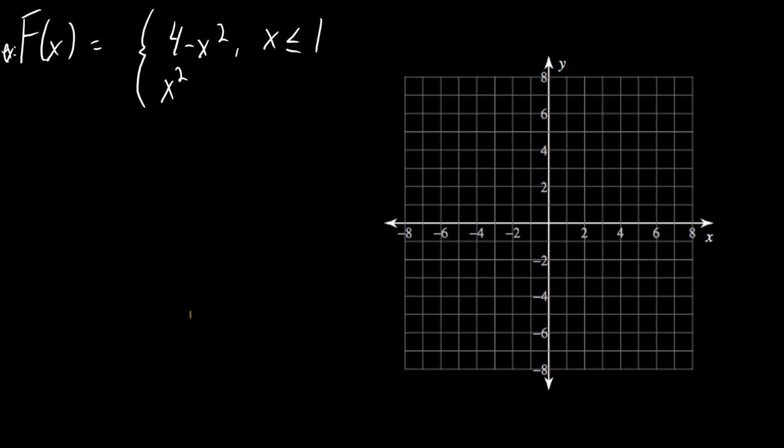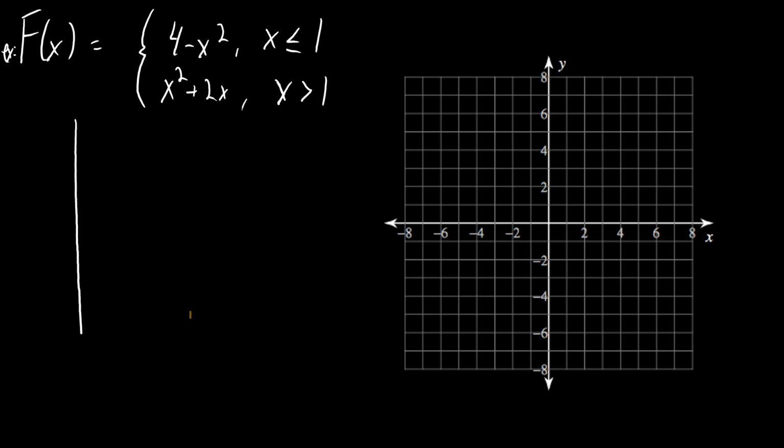And our next example here is going to be f of x equals 4 minus x squared, and that is defined from x less than or equal to 1, and now we're going to have x squared plus 2x, and that is going to be defined from x greater than 1. Okay, so let's graph these.